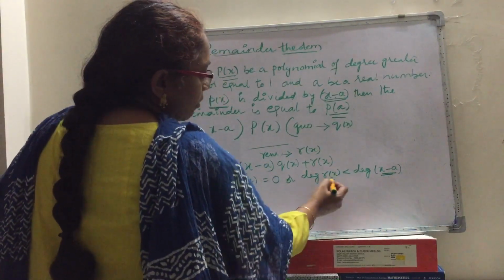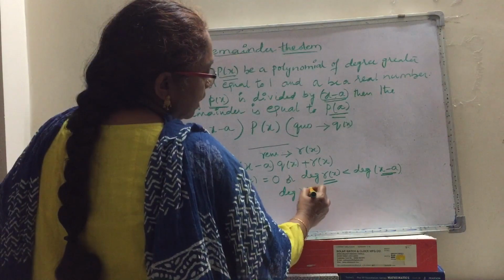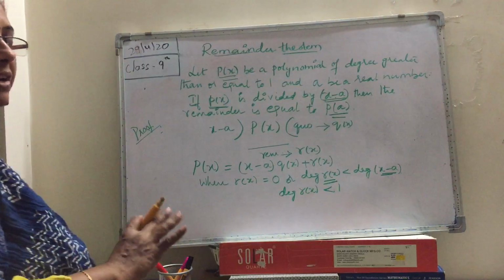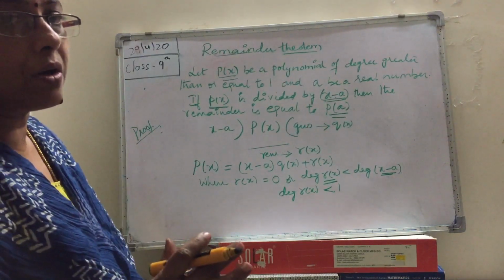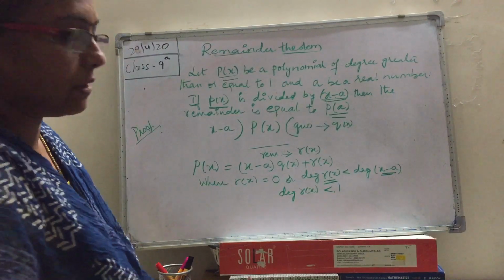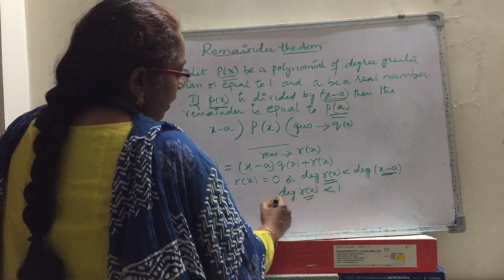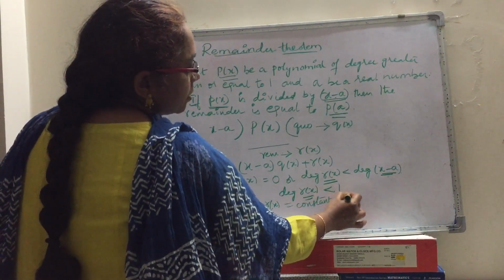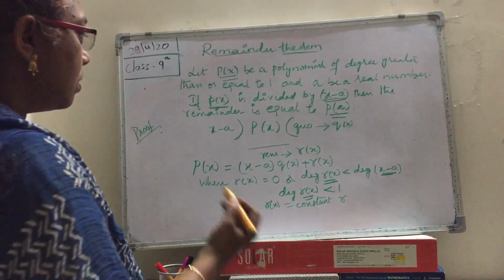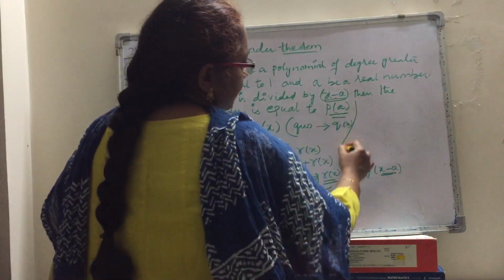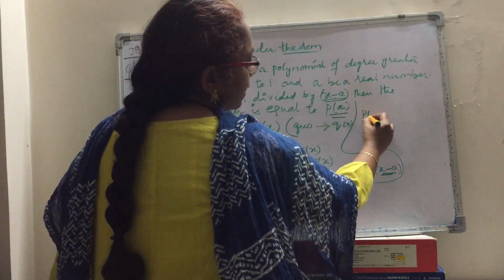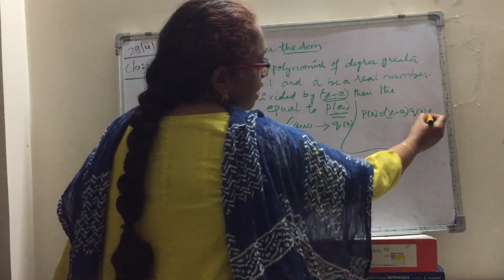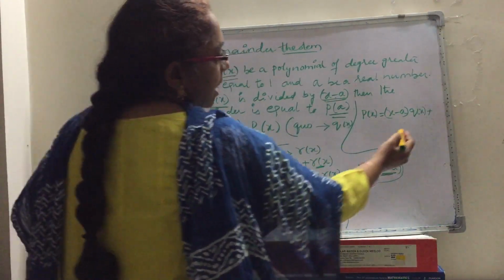Here our divisor degree is 1. So what degree must the remainder have? It must be less than 1. Less than 1 means 0. For which polynomial do you get degree 0? It's nothing but a constant. So here our r of x must be a constant. Suppose you take it as r. Now what is our P of x? Here I am writing, listen. P of x is equal to x minus a into q of x plus r of x, so we are taking it as r.